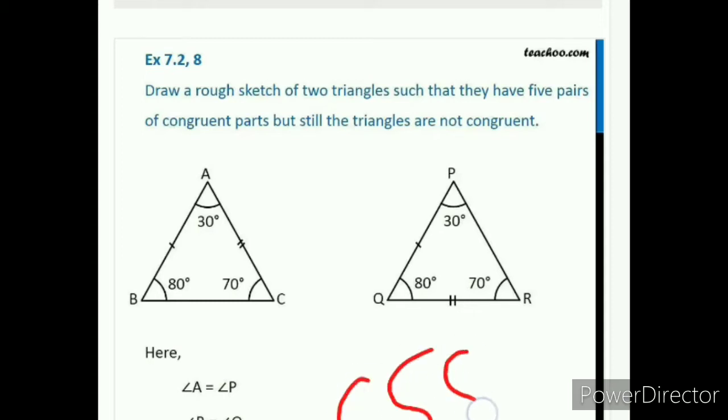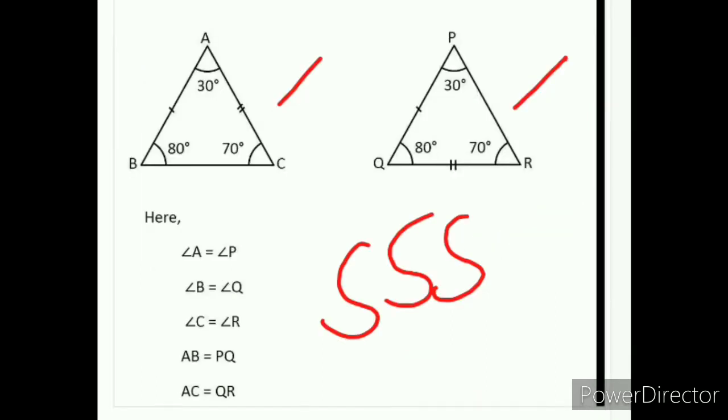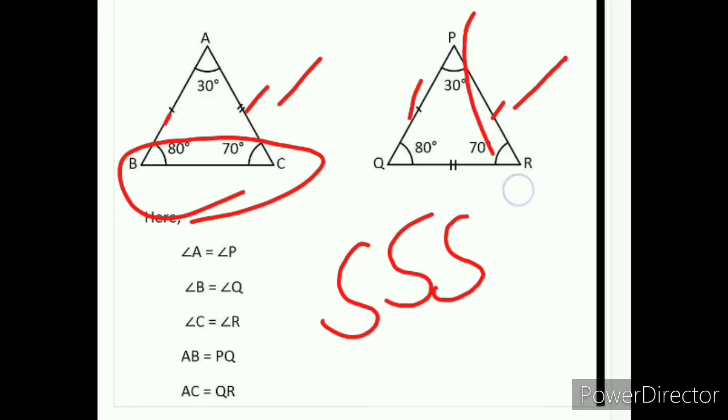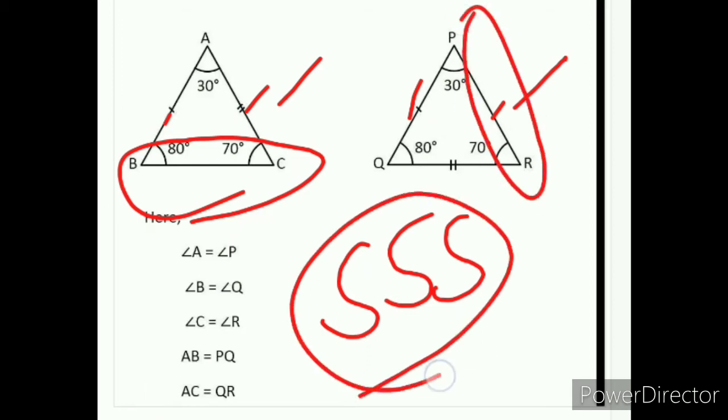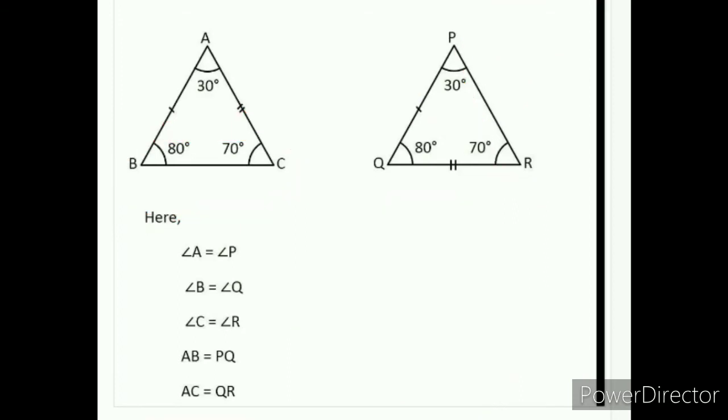First criterion: in these two triangles, are all 3 sides equal? No. Only 2 sides are given as equal. They are not said about BC and PR. So this criterion is not applicable, so we'll clear this.